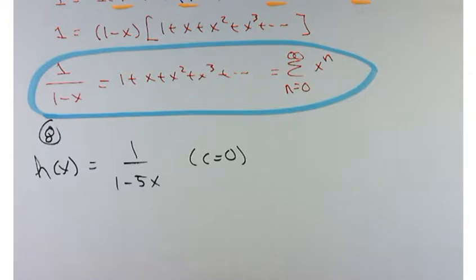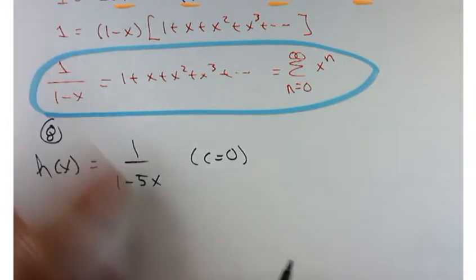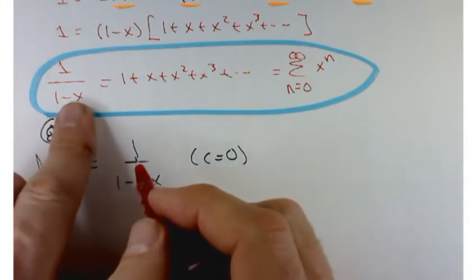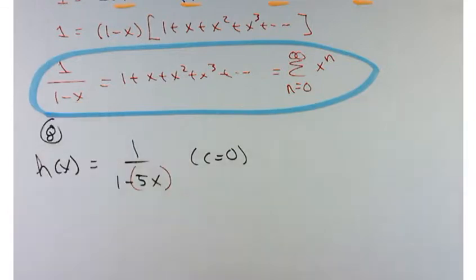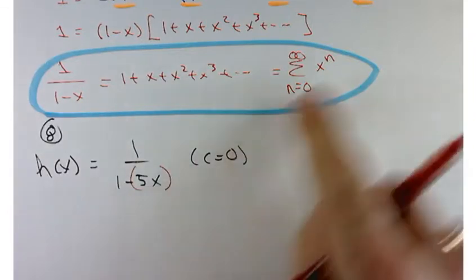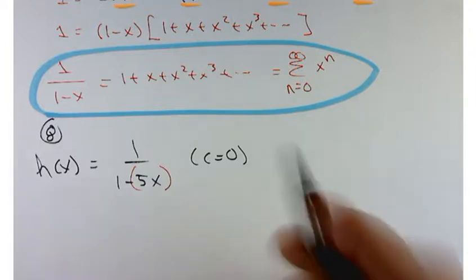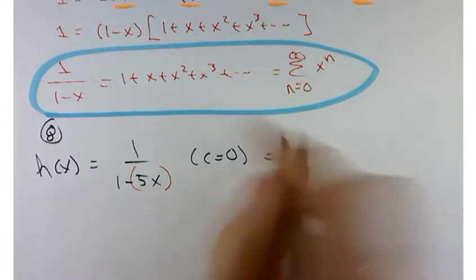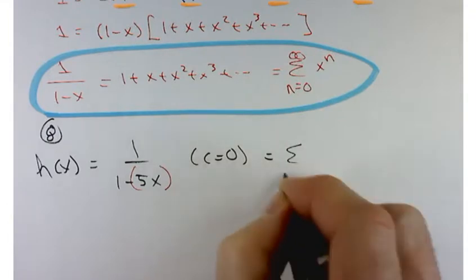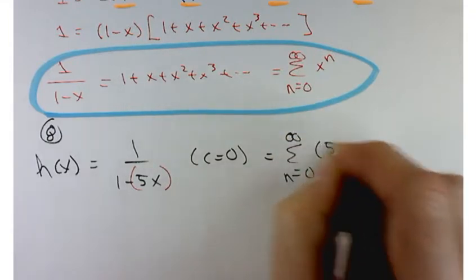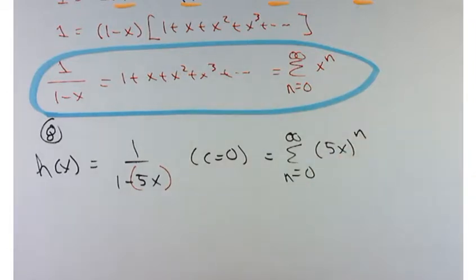Now, if you compare this series here to this series here, the only difference is that instead of an x here, I've got a 5x. So I'm going to take that 5x and plug it in for x. And the series that I'm going to get is going to be very similar to what I have up here. It's going to be the sum from n equals 0 to infinity of (5x) to the n.